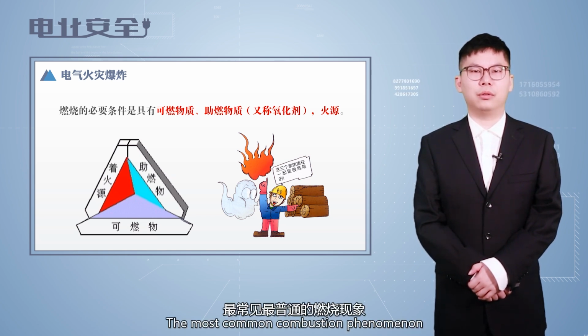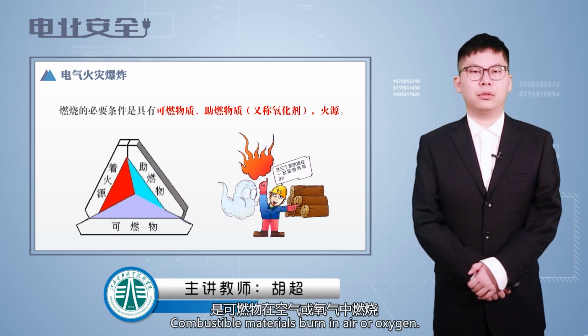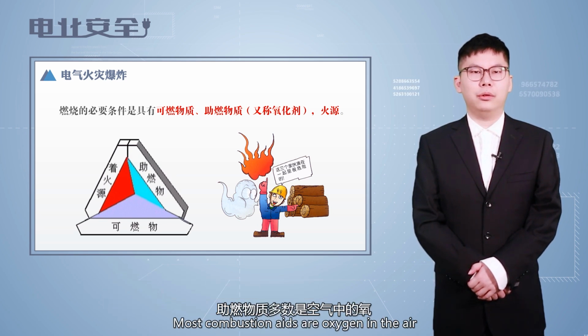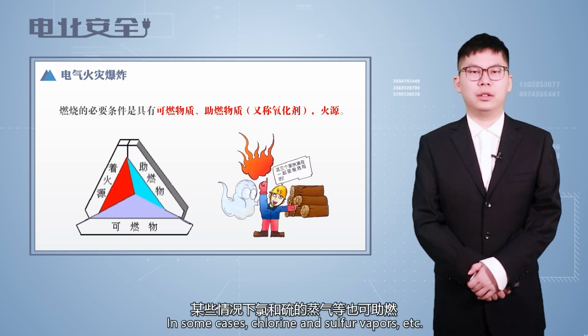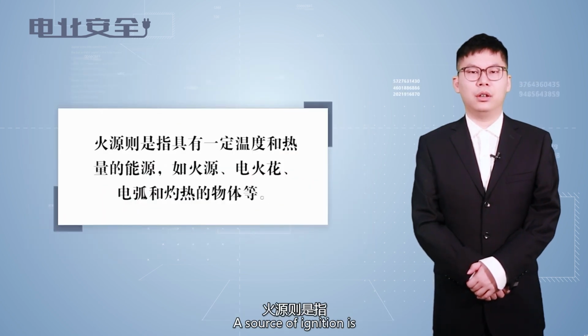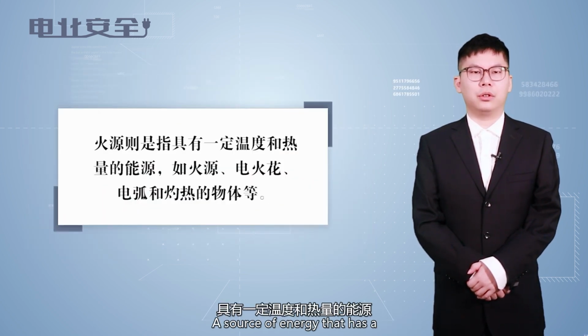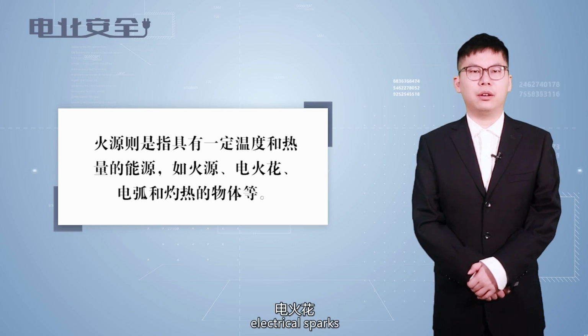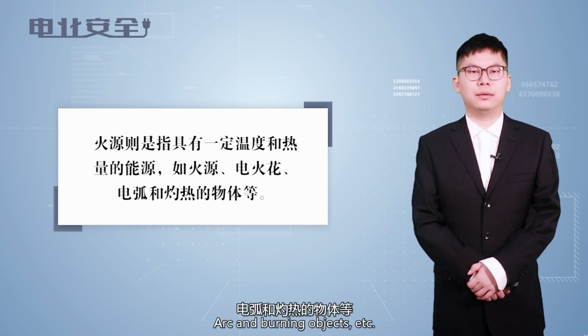The most common combustion phenomenon is combustible materials burning in air or oxygen. Most combustion aids are oxygen in the air. In some cases, they are chlorine and sulfur vapors, etc. A source of ignition is a source of energy with a certain temperature and heat, such as fire, electrical sparks, arc, and burning objects, etc.